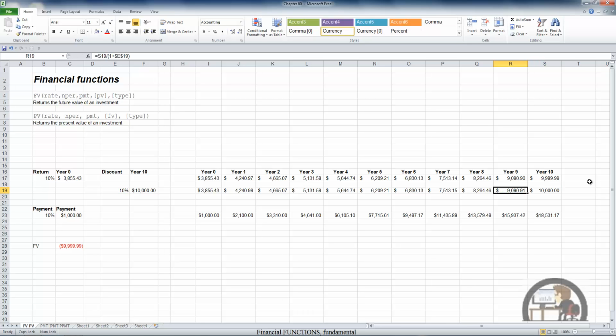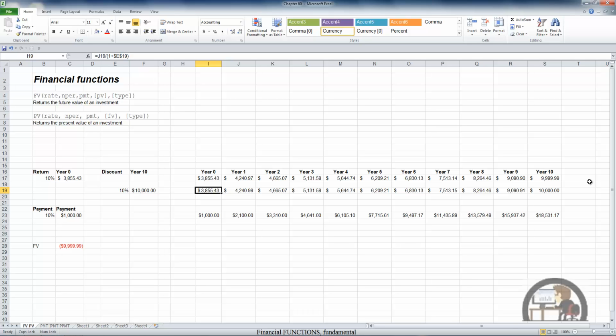So I've taken the amount of money that we have in year 10 and divided it by 1 plus the discount rate to give me the amount of money that we would have at year 9, and then taken that amount and discounted it again to give me the amount of money that we would have in year 8, and so on. So I've discounted my way back to the same amount of money that we started with when we calculated the future value of $3,855.